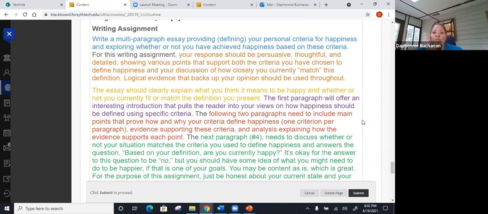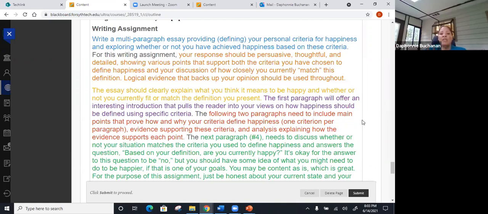So again, your process should be persuasive and thoughtful, detailed, and show various points that support both the criteria you have chosen to define happiness, and discussion of how closely you currently match this definition. So have logical evidence that backs up your opinion, and it should be used throughout.